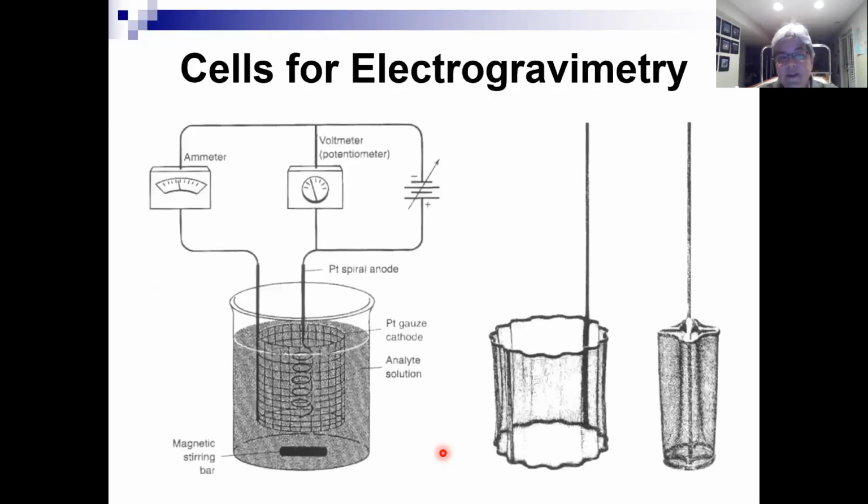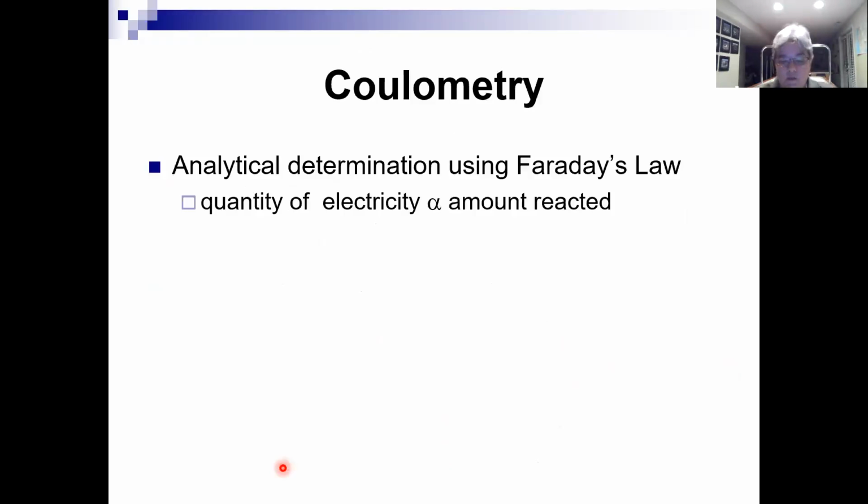So here's a common setup. Notice this one's only 2 electrodes. So we have our anode here, and then the cathodes are always very big surface areas, and then stirring. Okay, so that's electrogravimetry, and again, you did that in the lab.